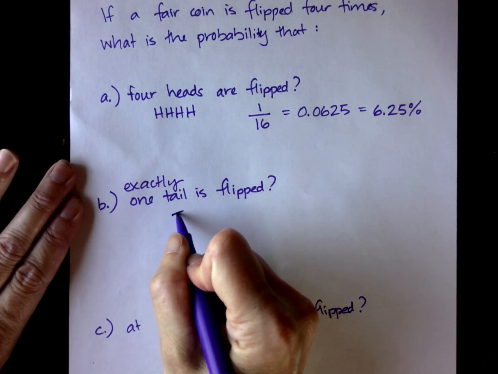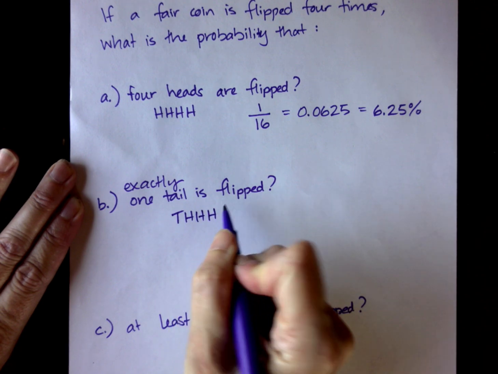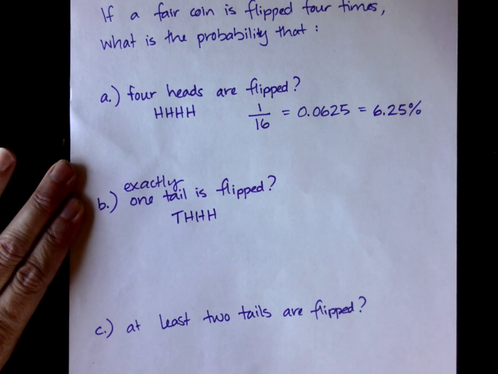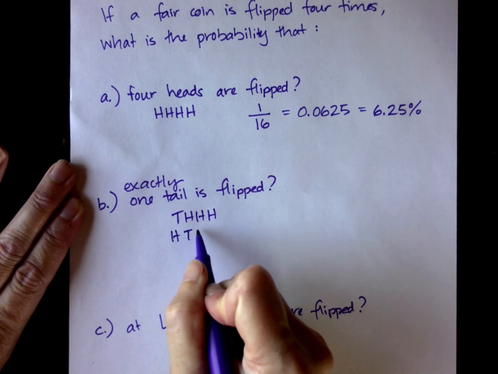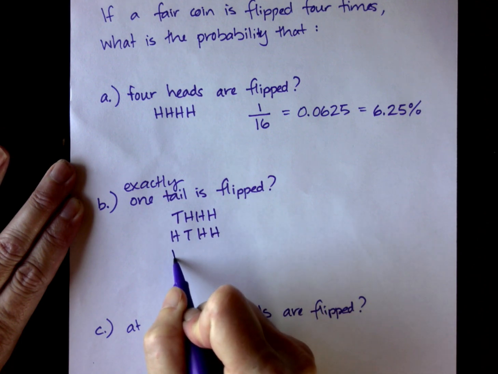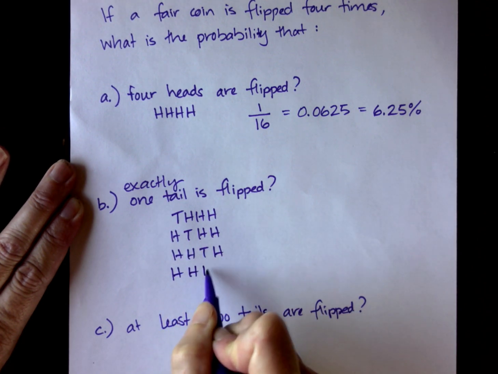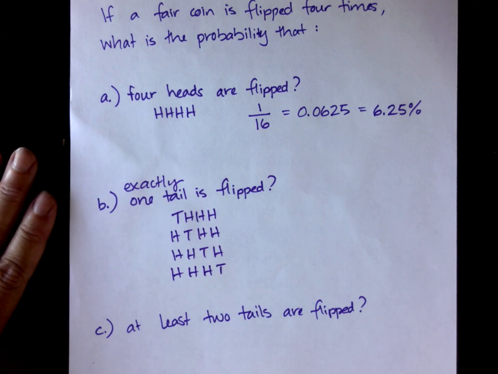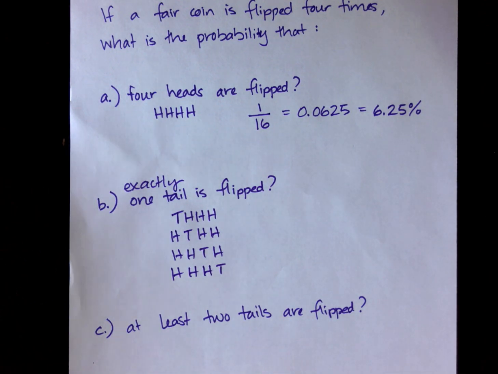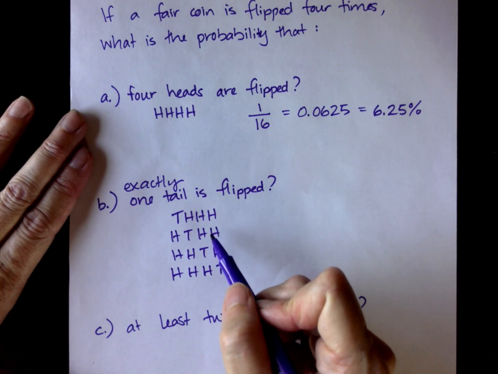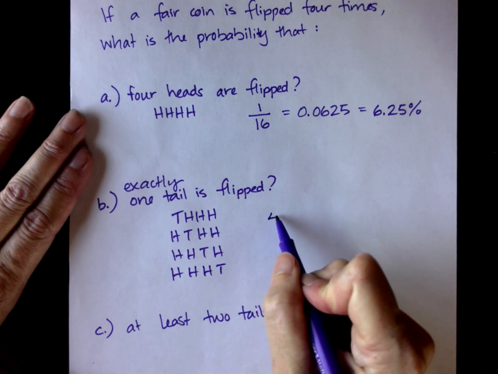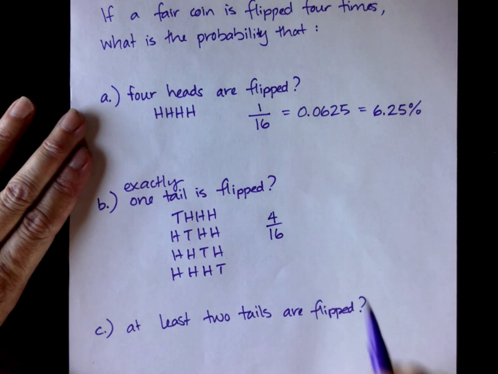For 1 tail being flipped from our sample space, the tail could have come first, followed by heads, or the tail could have come second, or the tail could have come third, or the tail could have come fourth. Those are all of the cases where exactly 1 tail is flipped. So there are 1, 2, 3, 4 situations where that happens out of 16 possible items in the sample space.